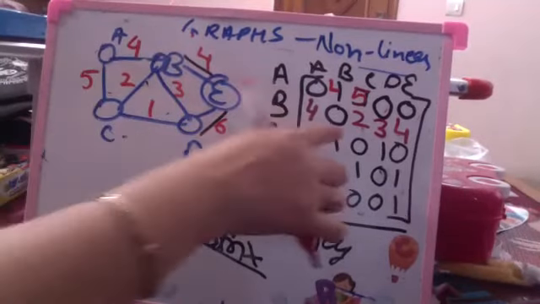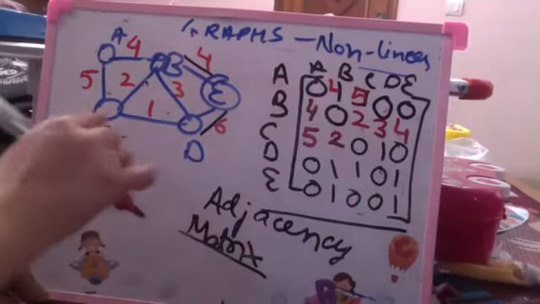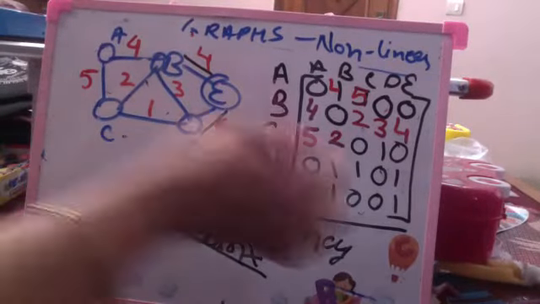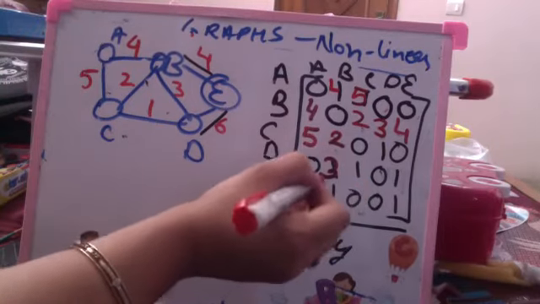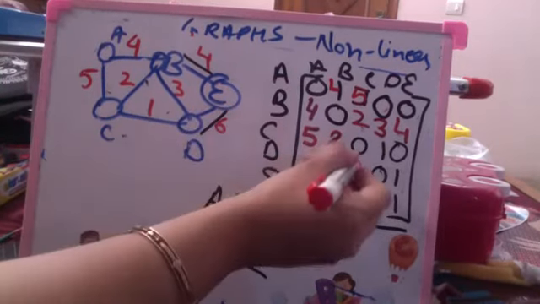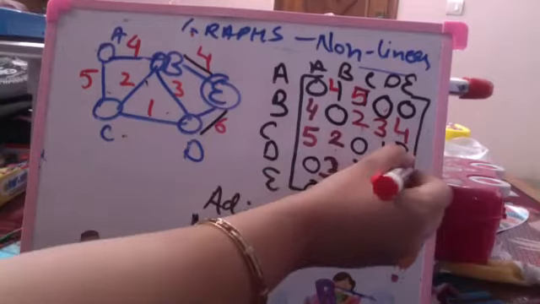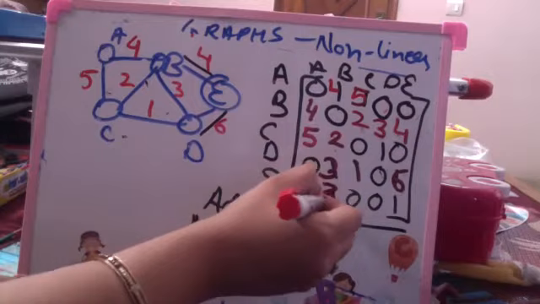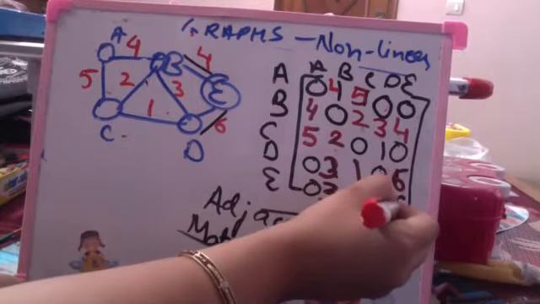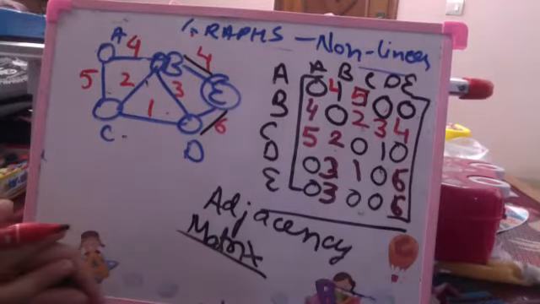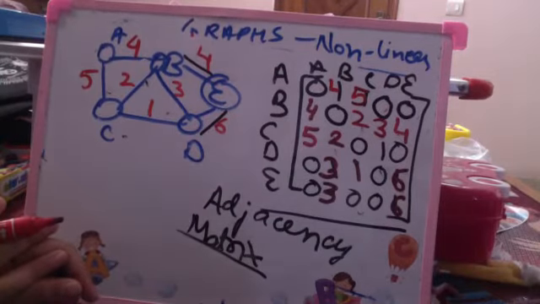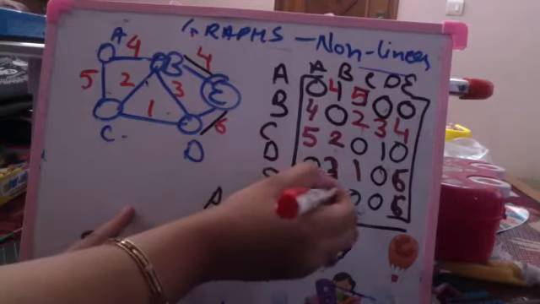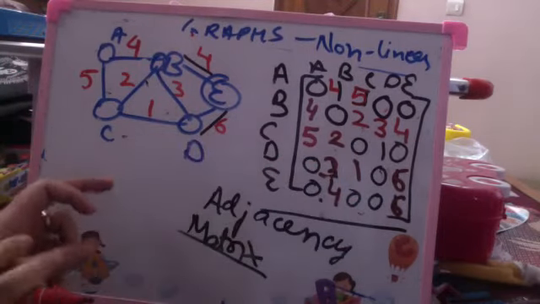C to B becomes 2. And C to D becomes 1. D to B becomes 3. D to C becomes 1. And D to E becomes 6. Okay? I do hope you all are able to understand what I am trying to represent. Now, E to B is 4 and E to D is 6.